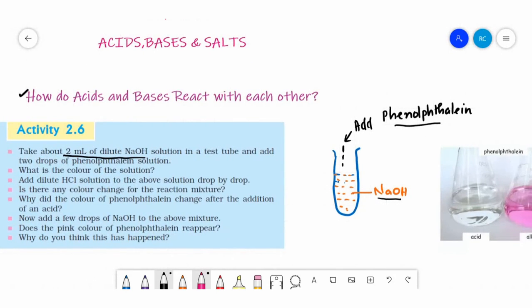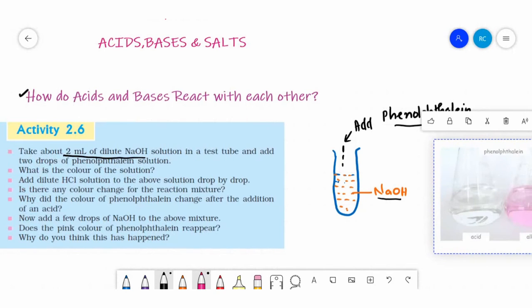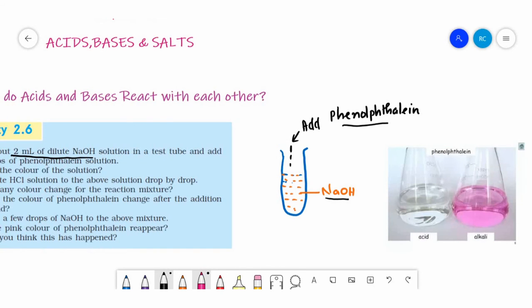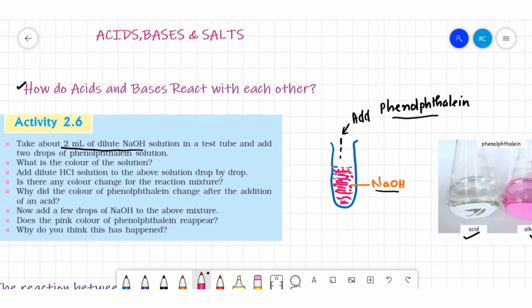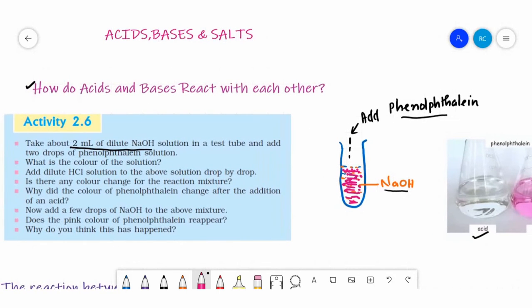I have taken a figure for your reference. So this is the color change happening when you add phenolphthalein to the basic solution. Phenolphthalein is colorless in acid and pink in basic or alkali solution. So this entire solution will become pink in color. So we get a pink color over here. Fine. So phenolphthalein will give pink color in basic media. So what is the answer to this question? What is the color of the solution? The solution turns pink.